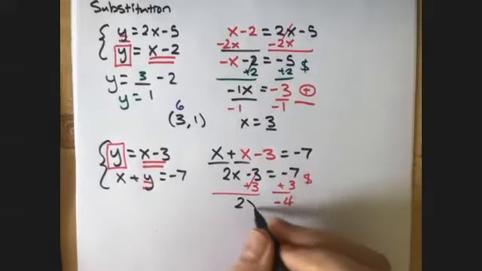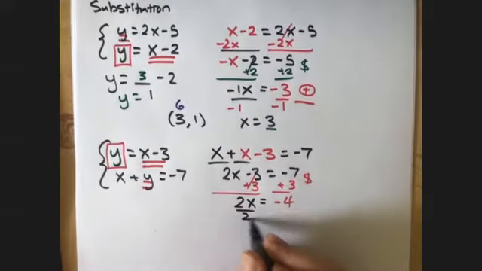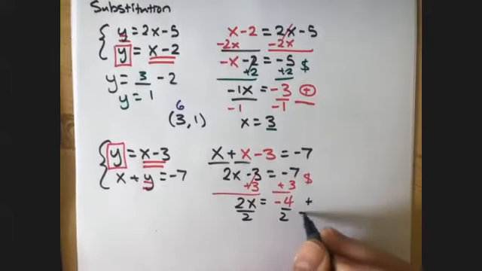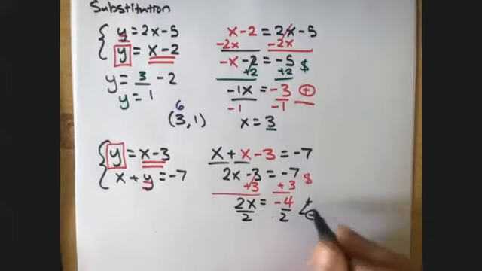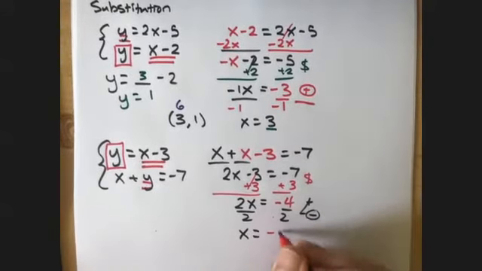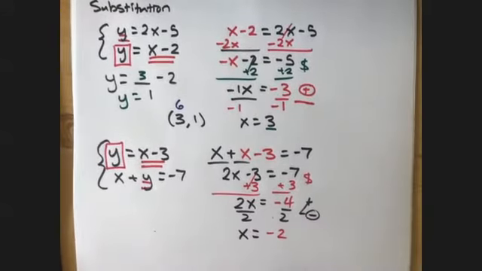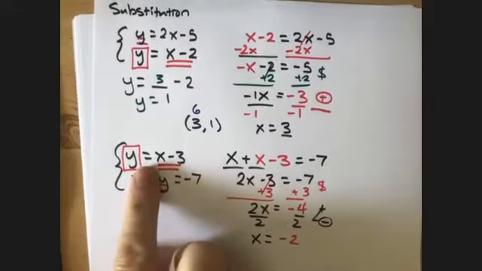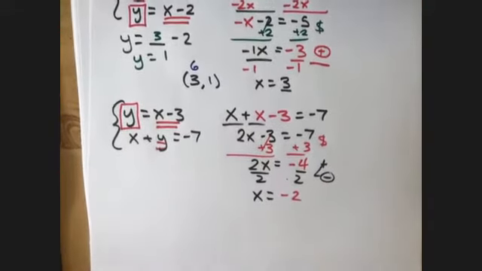Bring down my x and its coefficient, and then divide by the coefficient. Yoshi's wheel reminds me that a positive and a negative make a negative answer. So x equals negative 4 divided by 2, which is negative 2. I'm going to plug this in to my isolated equation. It's way easier if I do it that way.